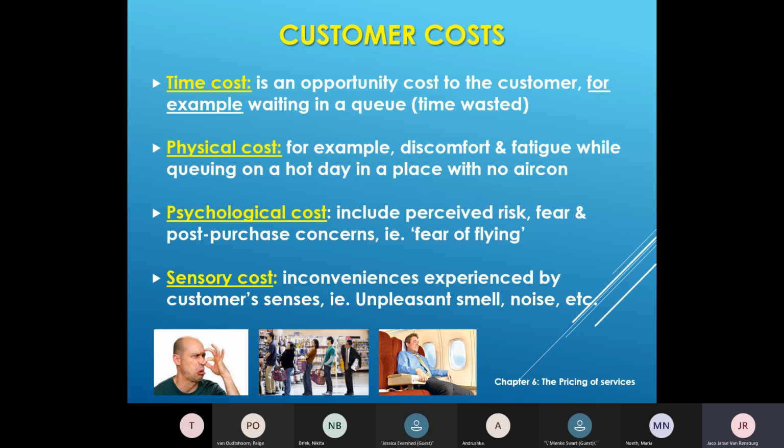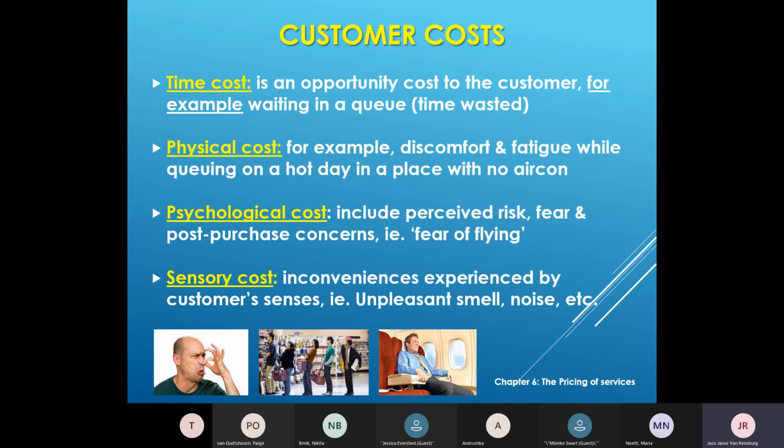Whether that particular service will offer you that or not? The physical cost comes with your experience while, let's say, for instance, you are queuing. Now it's a hot day, and it's a small room, and there are many people, and the aircon doesn't work. So there's a high level of discomfort, and that adds to the experience, or, well, it definitely will negatively impact on it.